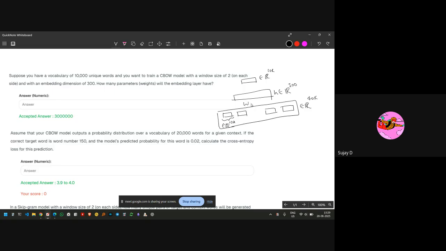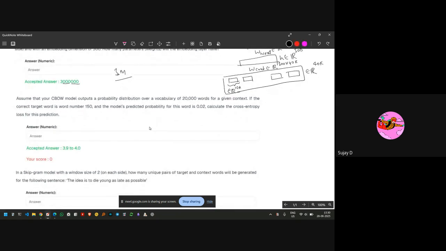So here W context will be there. This belongs to R 300 into 40K. And this W word belongs to R 10K into 300, which is 3 million. 3 zeros, 3 zeros, 6 zeros, 3 million.